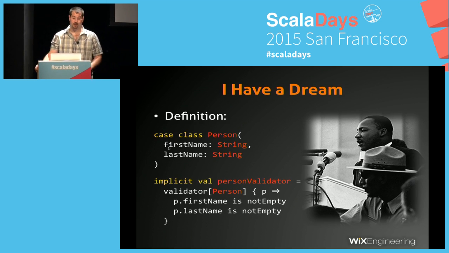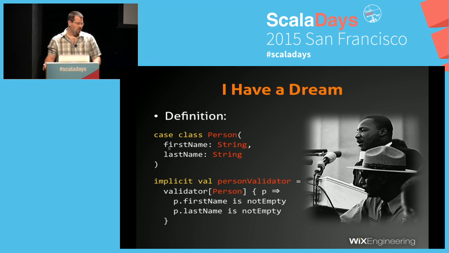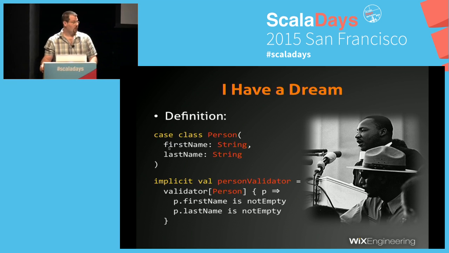I have a dream. In that dream, data validation is trivial to define. So for instance, in this case, we have a case class, a domain class called Person. Very simple class, two fields, first name, last name, and we want to define a set of validation rules over that type. So what we started off with at Wix is we wanted an API that looks sort of like this. We wanted a type class called Validator. We wanted to be able to define very trivially a validator over the type of Person, which takes in a sample object, which I've named p, and then have a very concise DSL for defining specific validation rules on top of that.